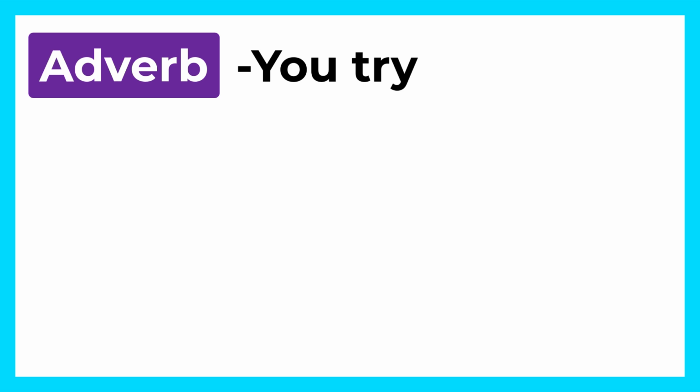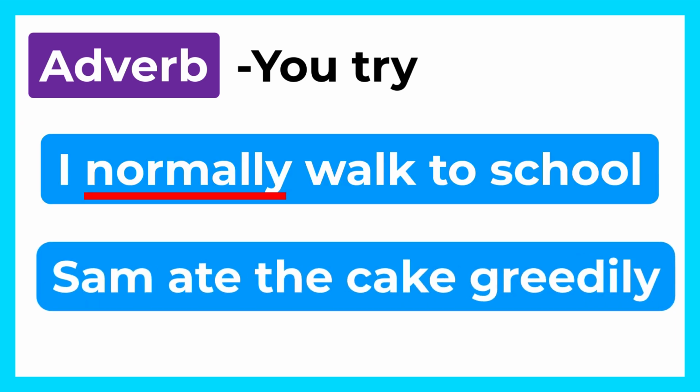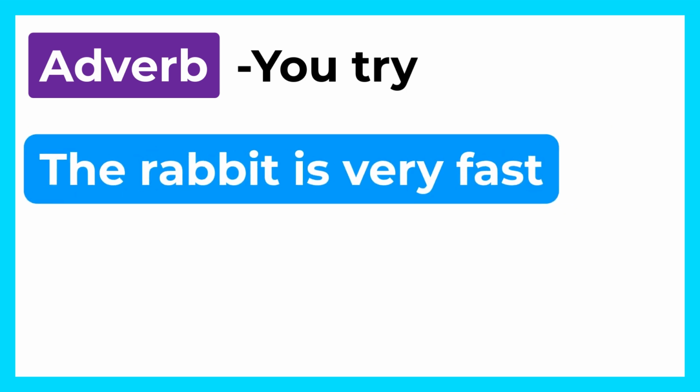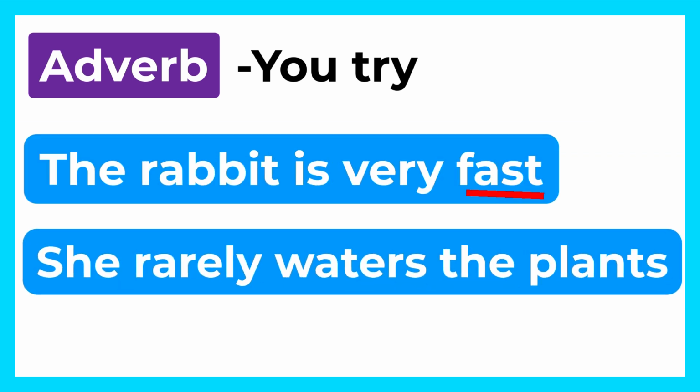Now you read the sentences and identify the adverb. I normally walk to school. The adverb in this sentence is normally. Sam ate the cake greedily. The adverb in this sentence is greedily. The rabbit runs really fast. The adverb in this sentence is really. She rarely waters the plants. The adverb in this sentence is rarely.